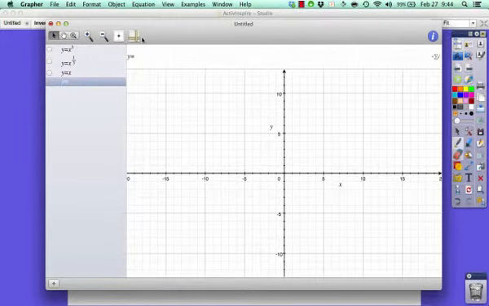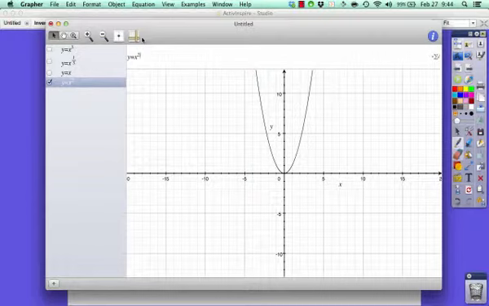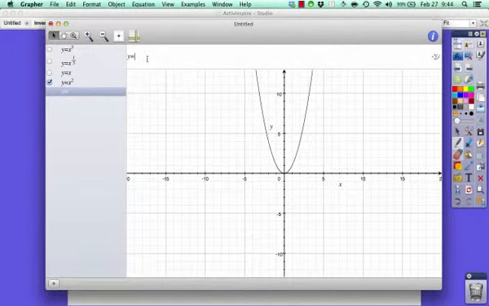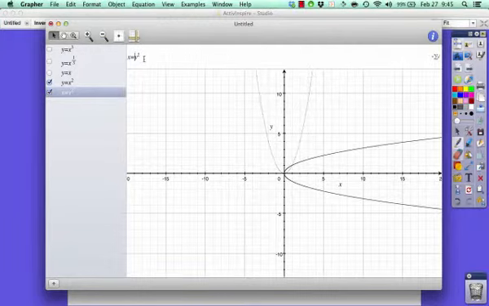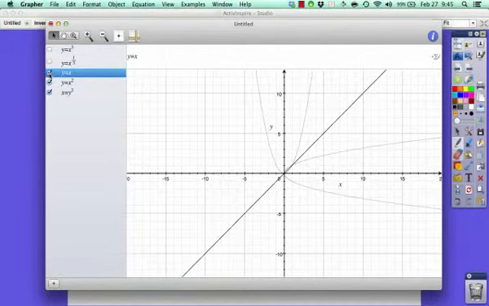Oh, y equals x squared. There's y equals x squared. Now if I flip it over, and this particular computer can do the complete inverse, is what we call it. Okay. Here's what happens when I flip over that line.